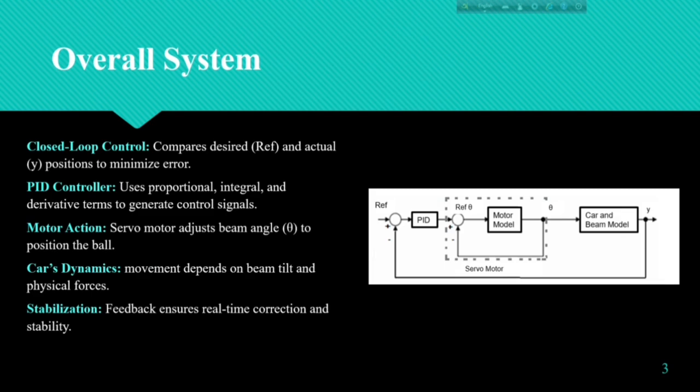A feedback loop continuously monitors the car's actual position y and feeds it back to the system for comparison with the reference position. This real-time feedback allows the system to correct any discrepancies by adjusting the beam angle, ensuring the box stabilizes at the desired position over time.